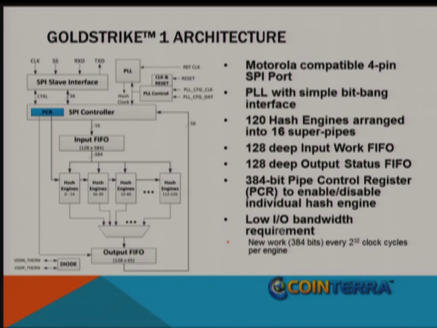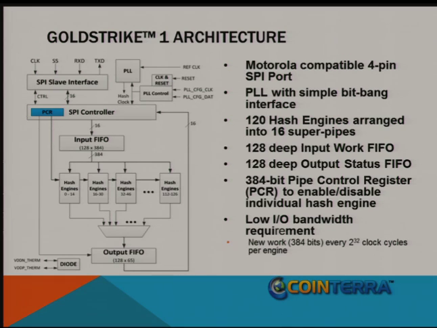Each engine explores for a solution over a 32-bit nonce range, and hence requires a new work consisting of 384 bits every 2 to the power 32 clock cycles. So if the processor is running at 1 gigahertz, a new work is needed per core every 4.3 seconds.